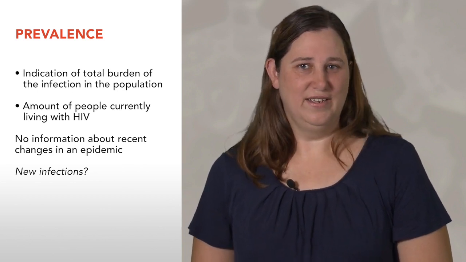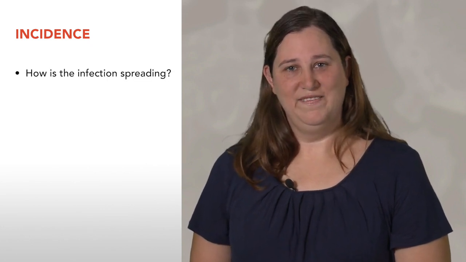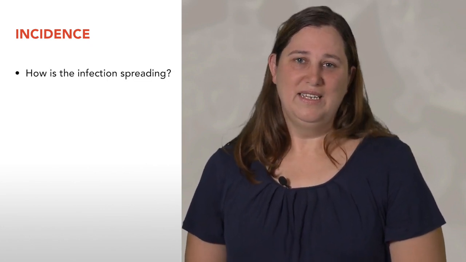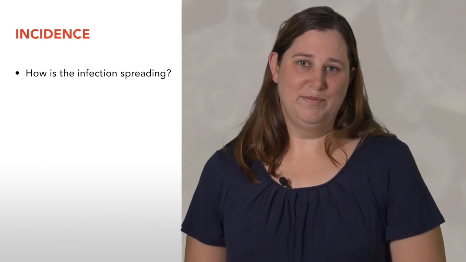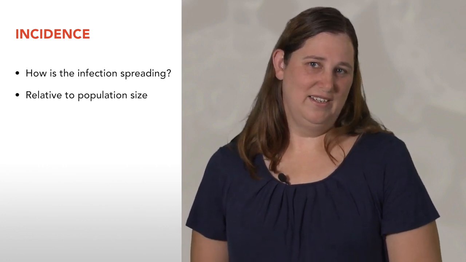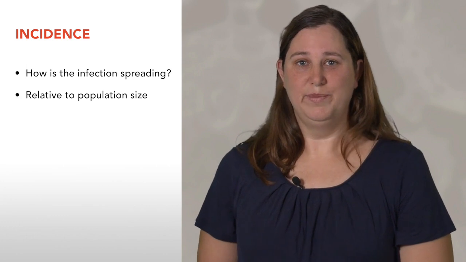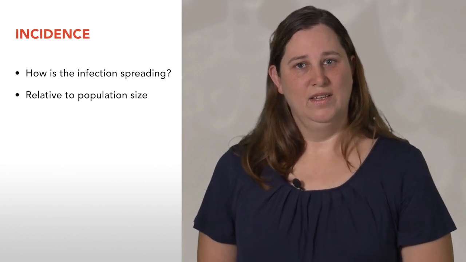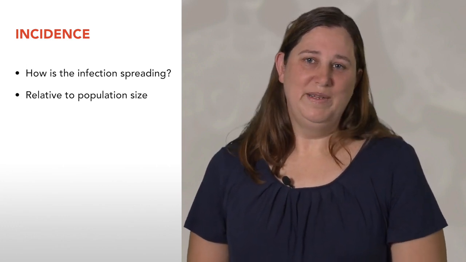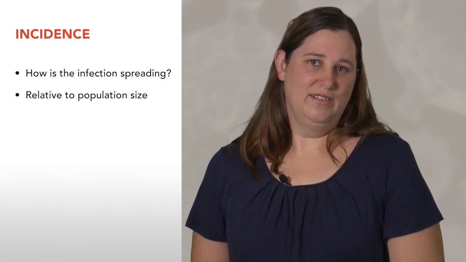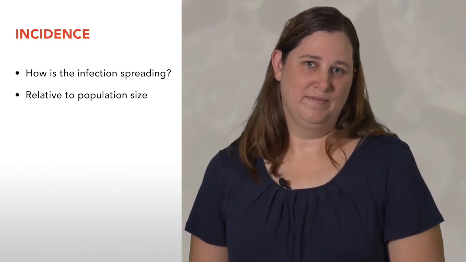This estimate is known as the incidence. The incidence tells us more about how the infection is spreading. Similarly to the prevalence, it is generally expressed relative to a given population size, for example per 100 or per 100,000 people. In this way, it can also be compared across populations with different total population sizes.